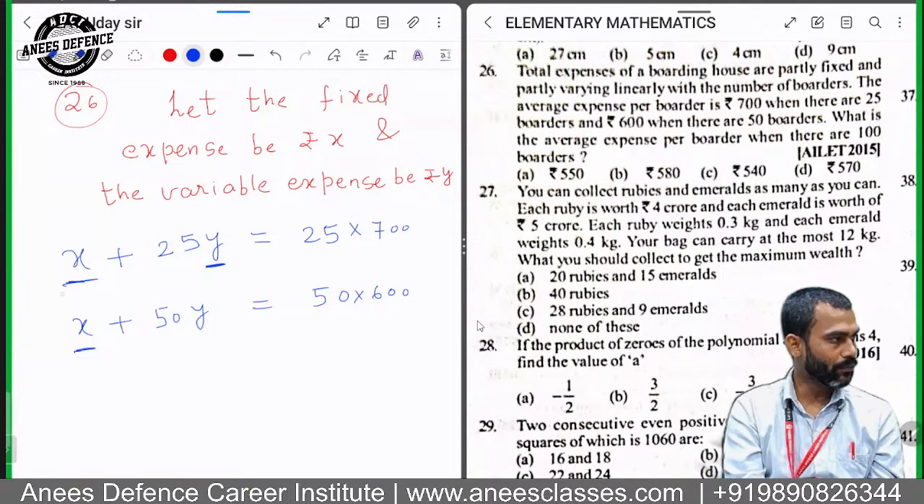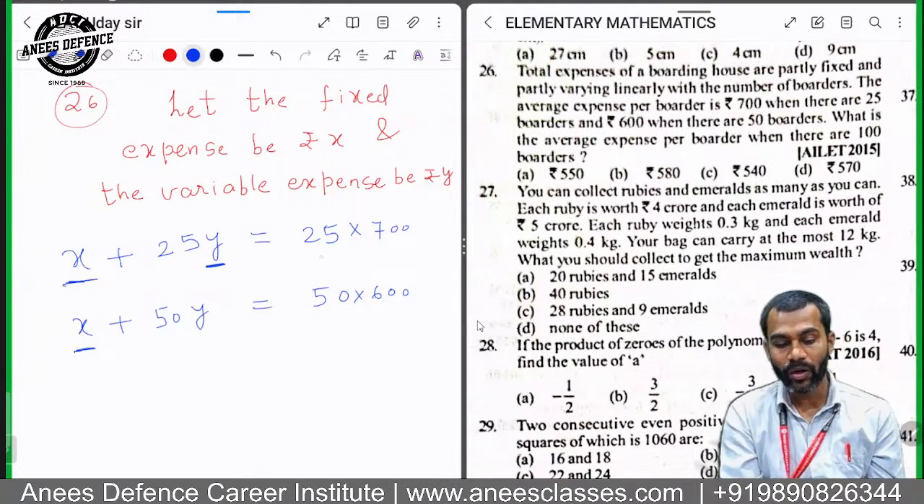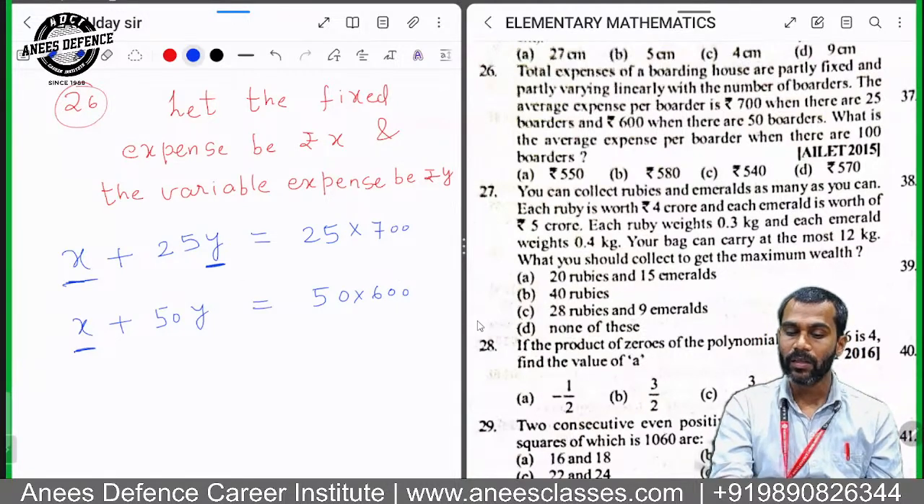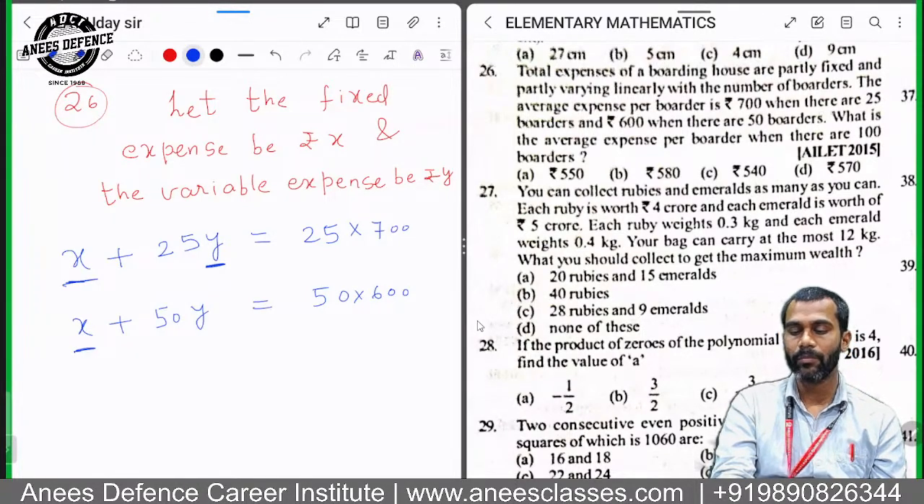So x is the fixed amount, so x plus 25 into y, that is the total amount. And that is equal to 25 into 700, because 700 is the average expense per border. So we have to multiply, because we have purchased 25 borders.